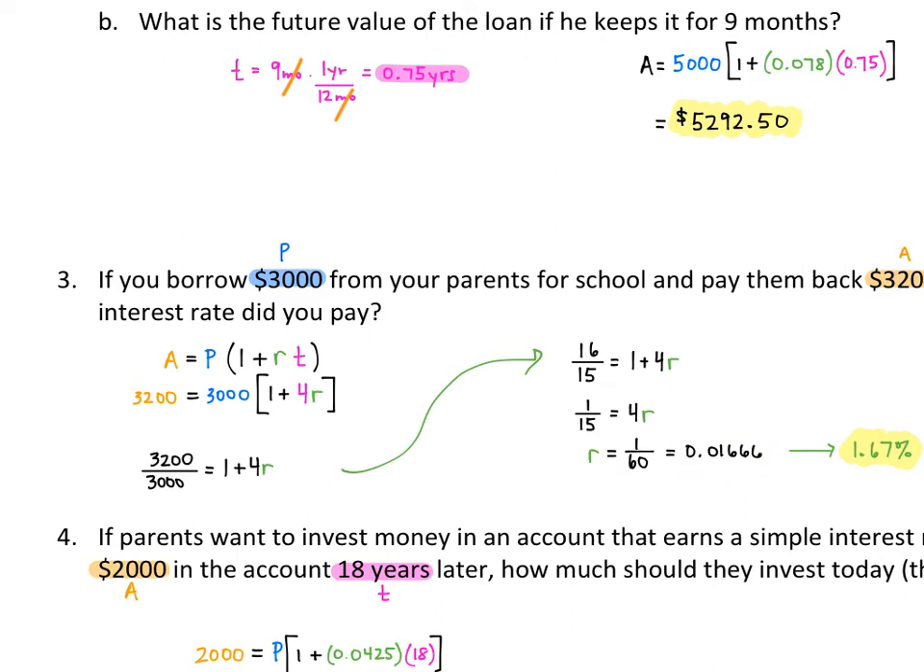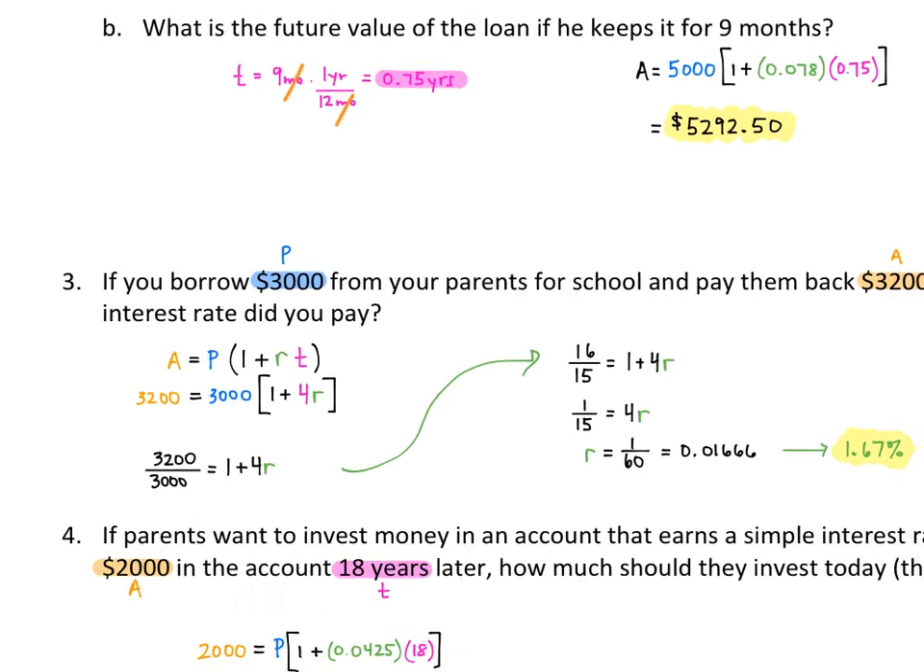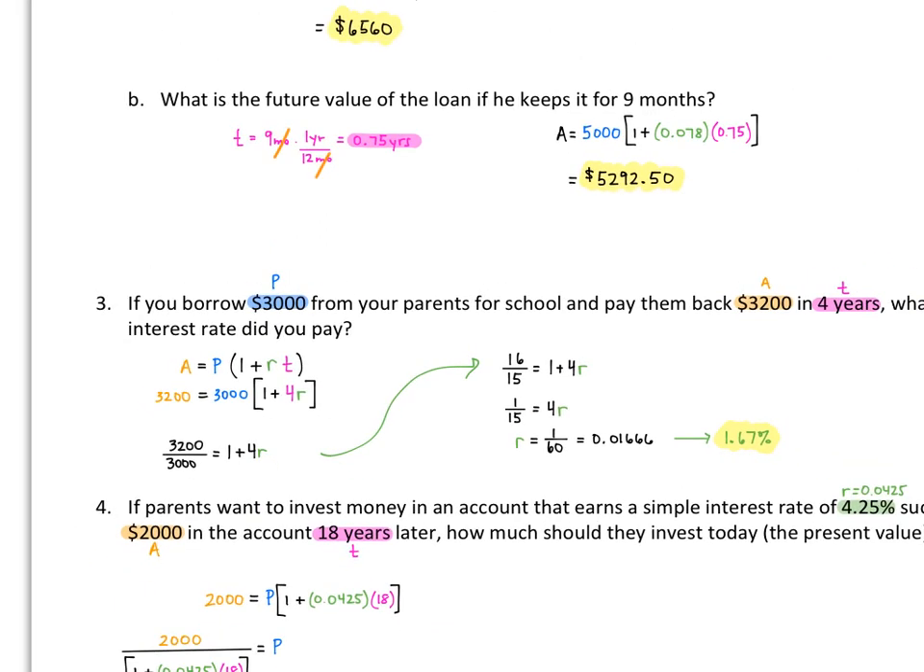Now, with that, we need to make sure that we would round up to make sure that we are actually paying our parents back what we intend. So we go back and we make sure we round, and then we write it as a percentage. So 0.0167 is going to be 1.67%.